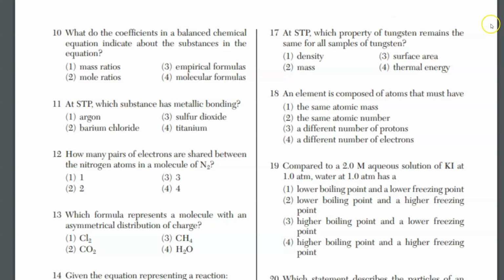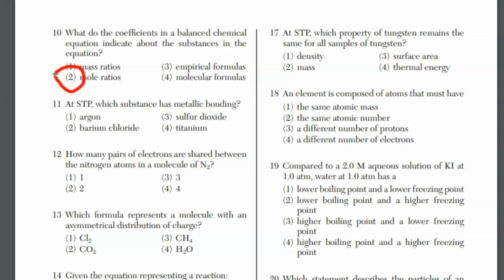For number 10, what do the coefficients in a balanced chemical equation indicate about the substances in that equation? Well, if you have a balanced chemical equation, you have, of course, the coefficients, or the numbers in front of the formulas. That gives us our mole ratios. Your coefficients, again, are your mole ratios. And then when you look at a chemical formula, that gives you your atom ratios when it comes to a compound.